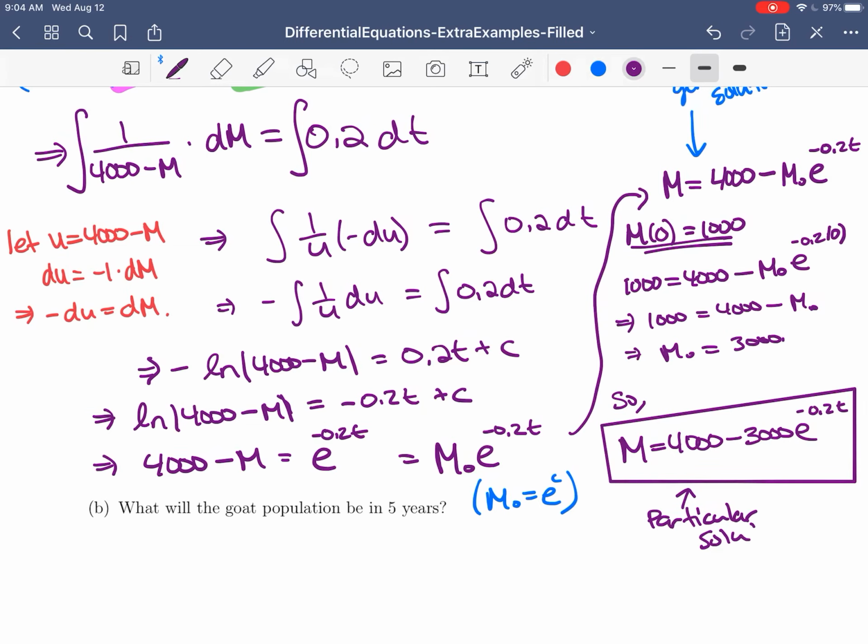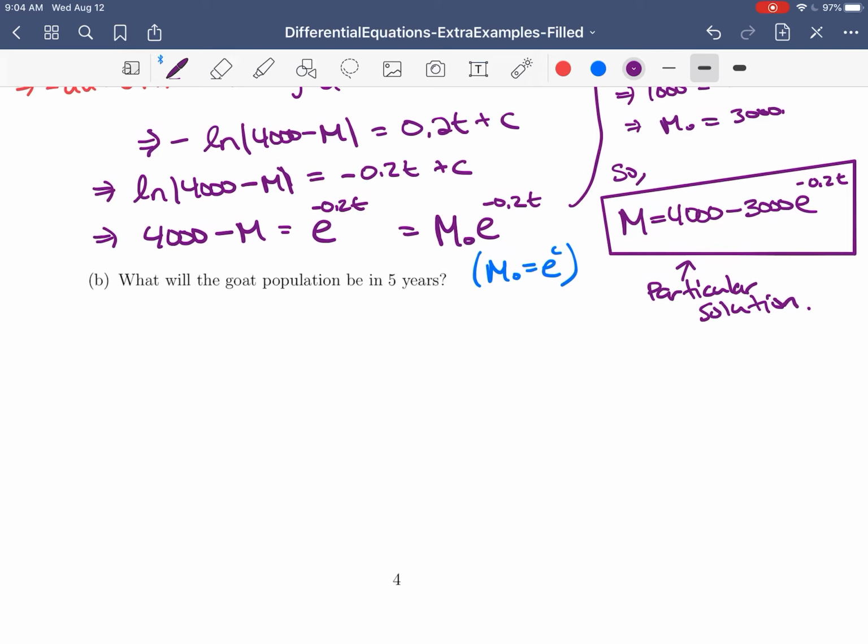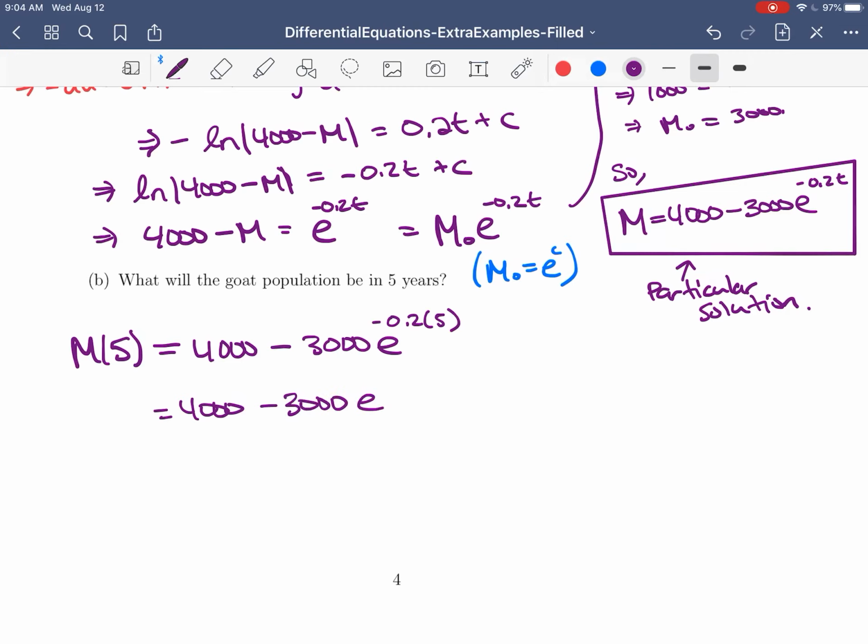And then we can use this to answer any questions they might have about this population. So for instance, what will it be in 5 years? That's going to be m of 5. So that's going to be 4,000 minus 3,000 e to the negative 0.2 times 5. So this is 4,000 minus 3,000 times e to the negative 1, which is approximately 2,896 goats.